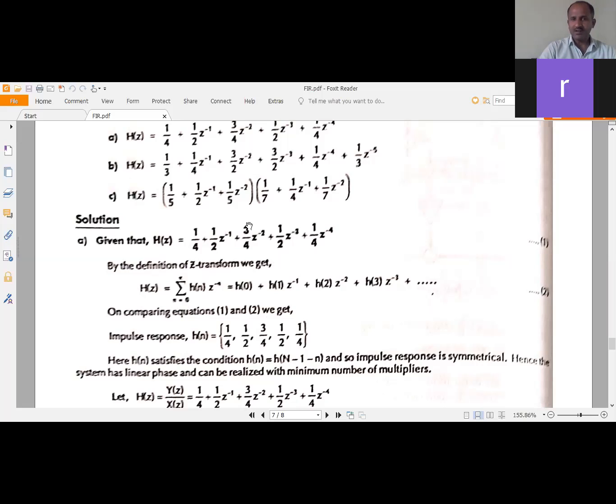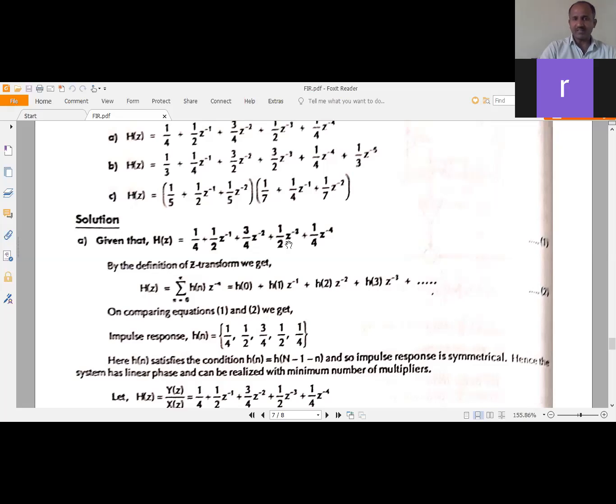You have to compare this with this equation. Consider this as equation number 1 and this as equation number 2. Comparing these two, in the place of h of 0, 1 by 4 will be there. In the place of h of 1, 1 by 2. In the place of h of 2, 3 by 4. In the place of h of 3, 1 by 2. In the place of h of 4, 1 by 4. Accordingly, while comparing these two, you will get the value of impulse response h of n.